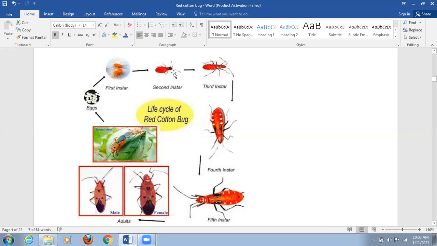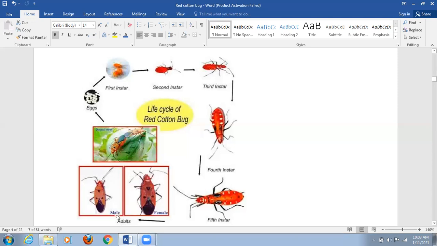So this red cotton bug nymph undergoes molting 5 times within 49 to 89 days, and after 5 molts it results in the adult stage. Now see here, this one is the first molt, second molt, third molt, fourth molt, and fifth molt. After the fifth molt, which takes about 49 to 89 days, they form the adult animal, that is male or female.